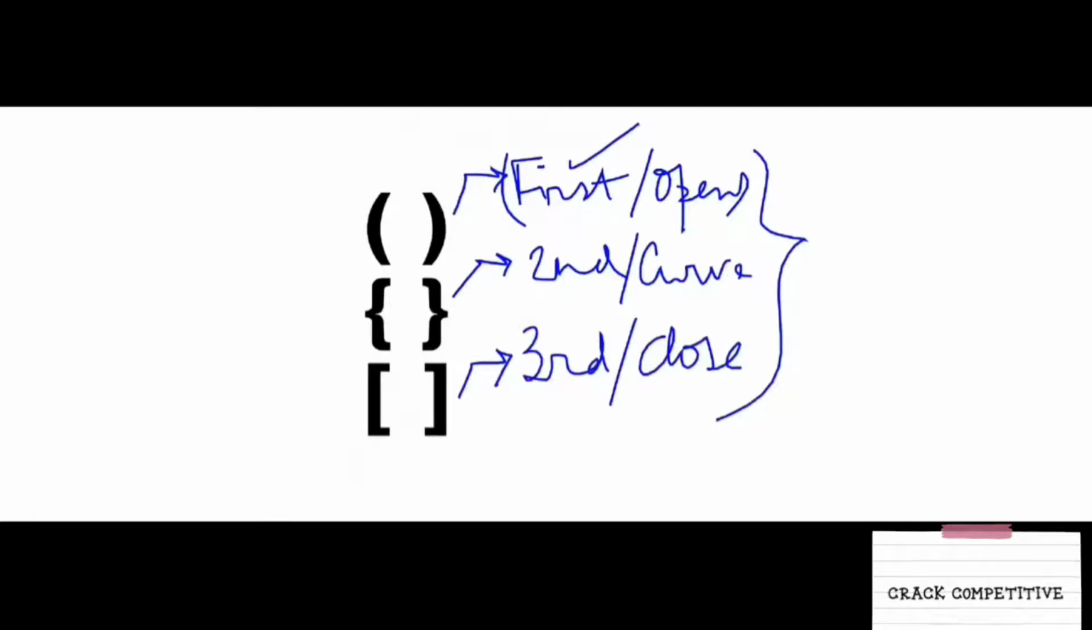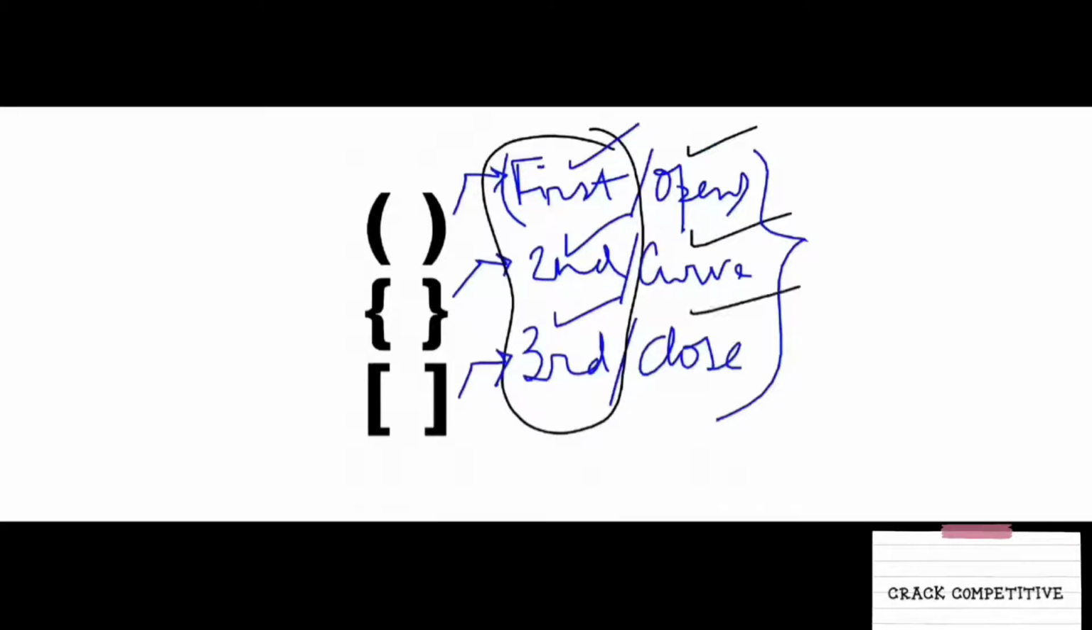This is the order: the first bracket comes first, the second bracket second, the third bracket third. You should remember this form only. I think this is the easiest form to remember, and it also follows the order, so it is easier for you to understand. You can also remember it this way: open bracket, curved bracket, and closed. Or else you can remember it as first bracket, second bracket, and third bracket.